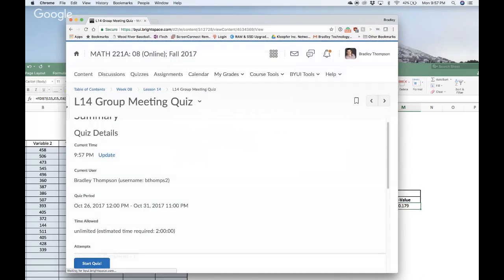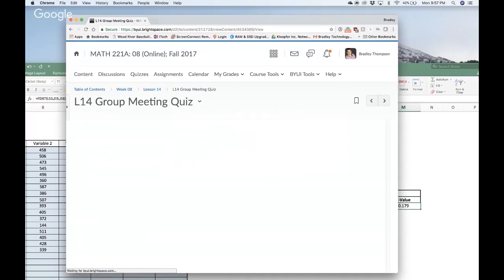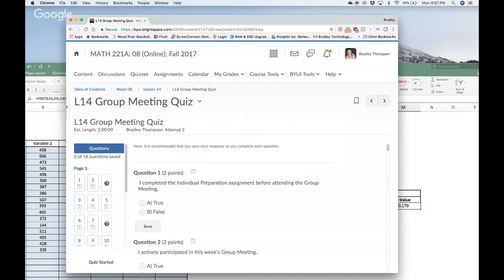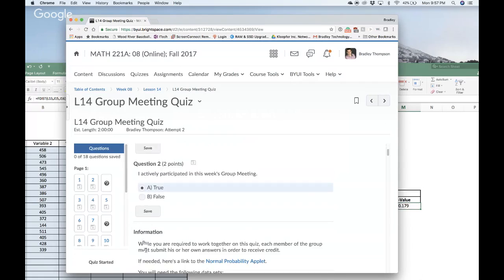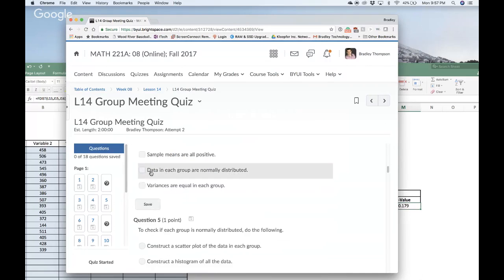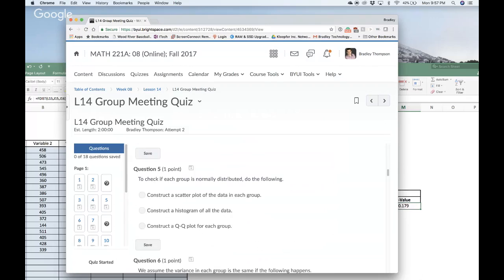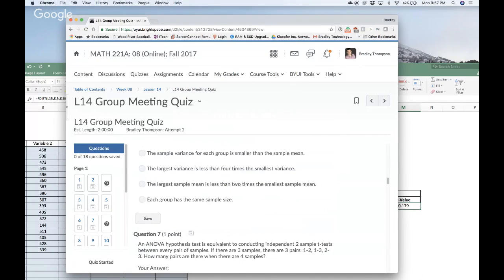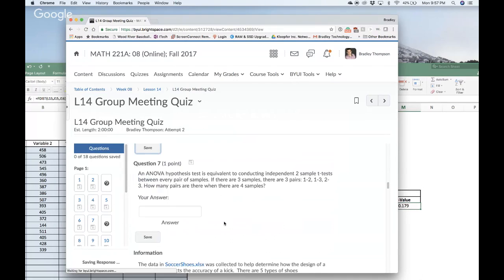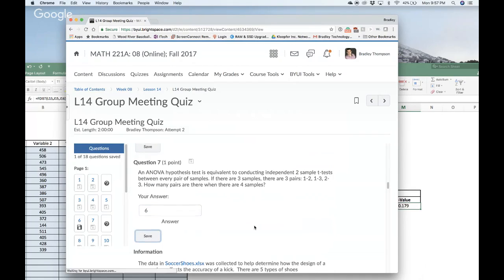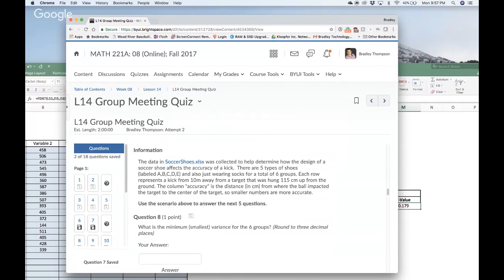Okay, so 3 is true, 4 is the bottom 2, and then 5 is construct a QQ plot for each group. And then number 6 is B, the largest variance. 7 is and 6.